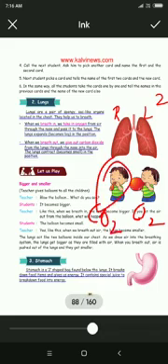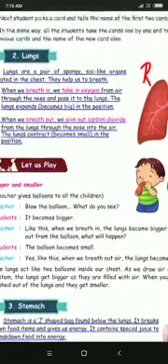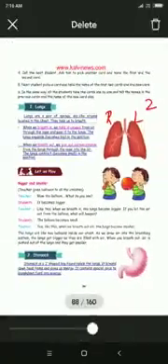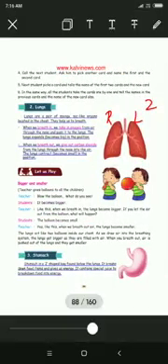The third one is the stomach. The stomach is a J-shaped organ. It breaks down food items and gives us energy. It contains special juice to break down food into energy.